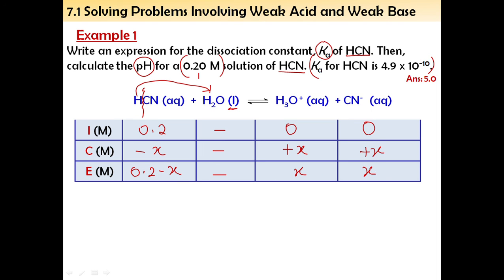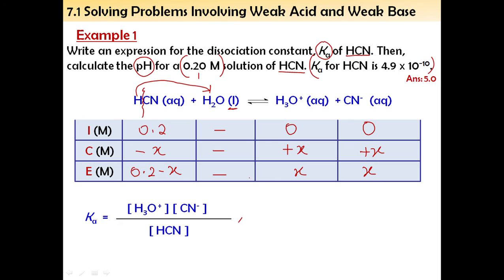Boleh? Okay, when you are given the Ka value, jadi maksudnya awak boleh tulis expression untuk Ka because the value is given to you. So, this is my Ka expression. Remember, product divide with reactant. H2O is liquid, so tak termasuk. Hopefully semua orang dah familiar dengan ni sebab dalam chapter 6 pun kita dah go through. Jadi, kita boleh tulis Ka dekat sini.